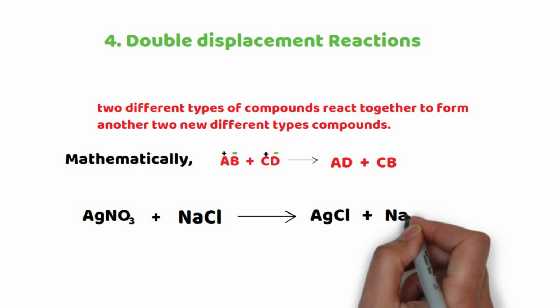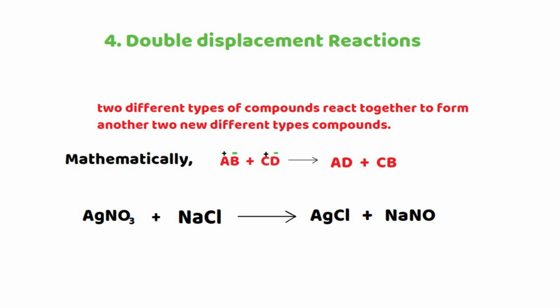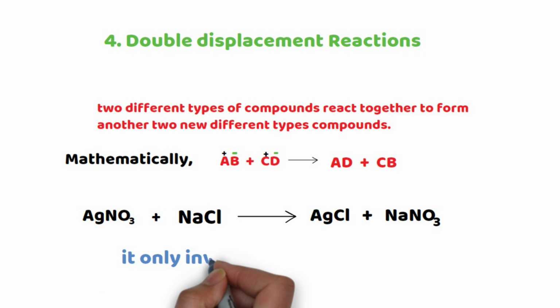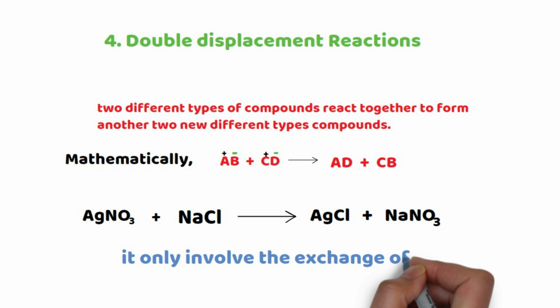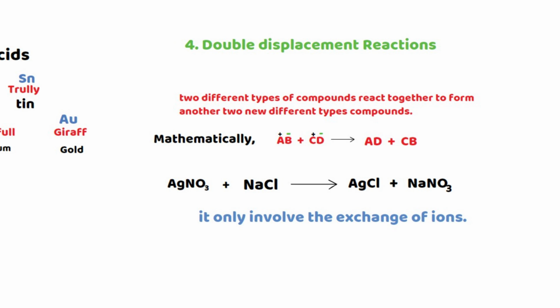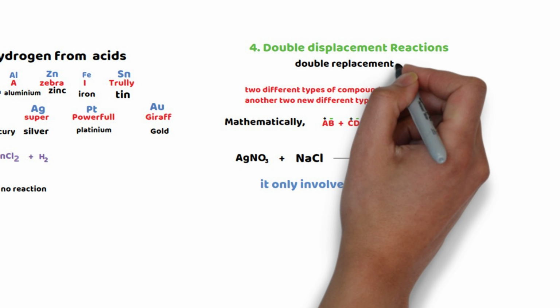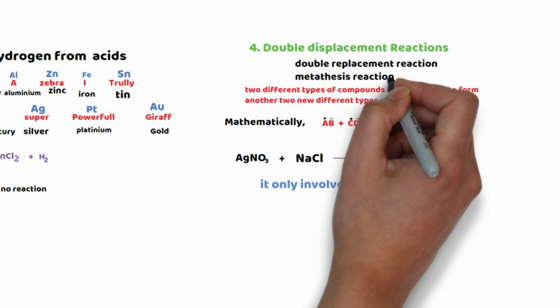Example: silver nitrate plus sodium chloride. Finally, they produce silver chloride plus sodium nitrate. Double displacement reaction only involves the exchange of ions. Double displacement reaction is also known as double replacement reaction or metathesis reaction.